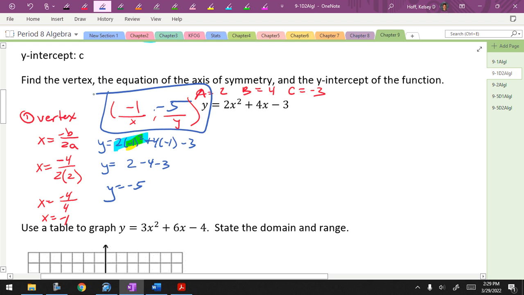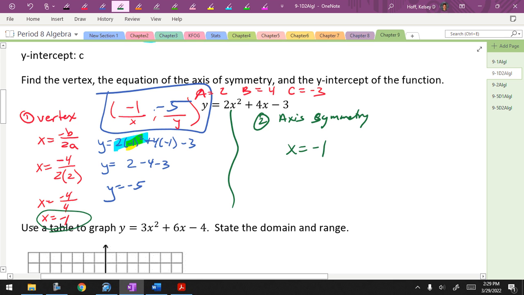That's a point. Okay. The second thing they asked us for was the axis of symmetry. It's an equation. What is the equation for my axis of symmetry in this problem? Bingo. It is what you used to find the vertex. X equals whatever the x is on your vertex.